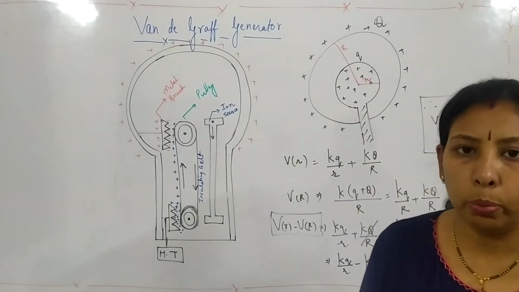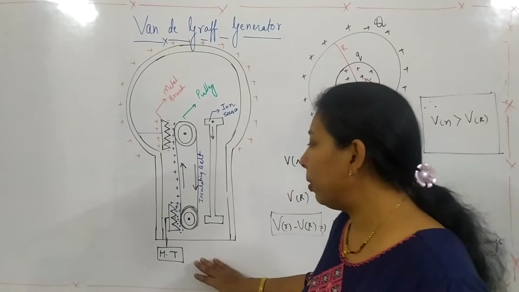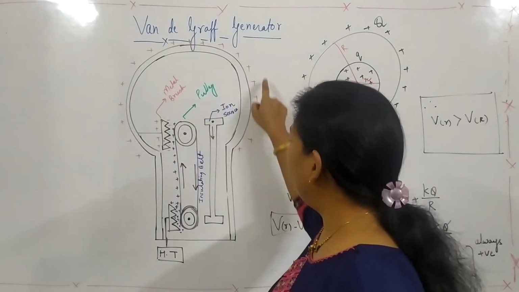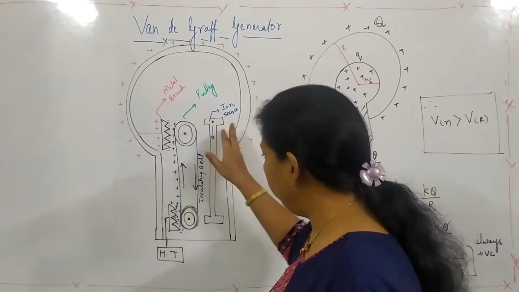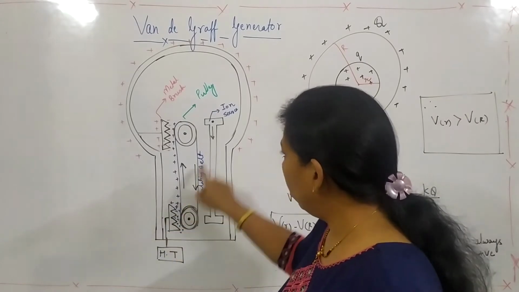Now let me tell you about the working. So these two are the principles. Now let us talk about the working. What happens here? See, this is a big sphere on which we are going to collect the charge, and it has been mounted on a concrete structure like this, right? These all are concrete structures.